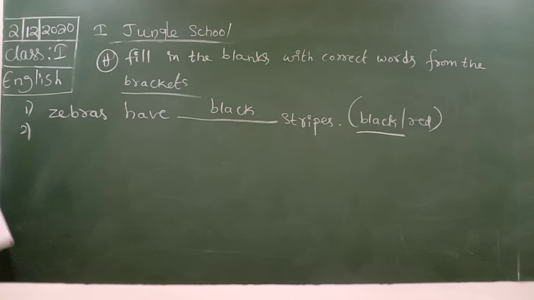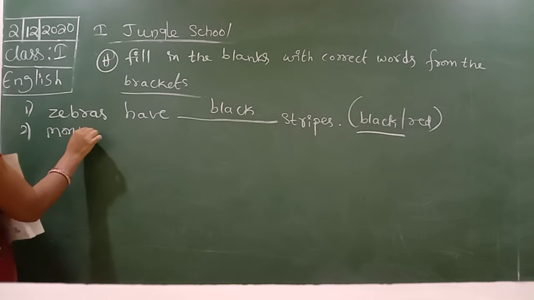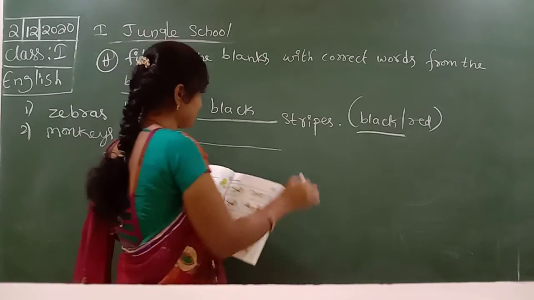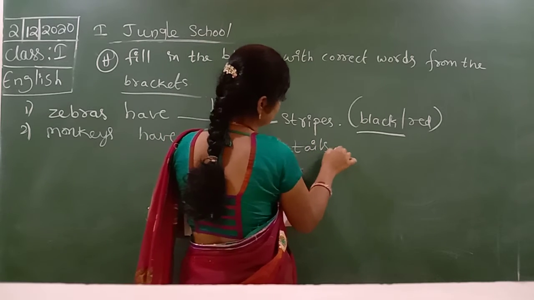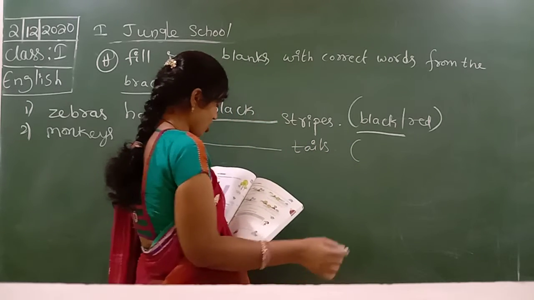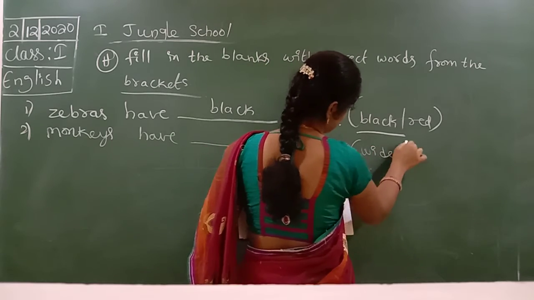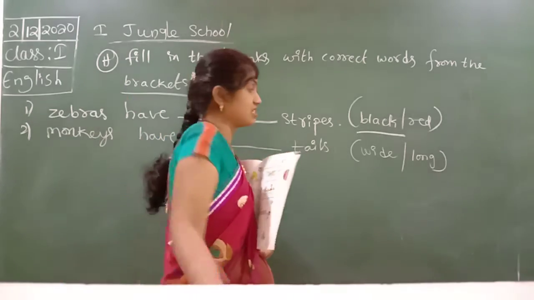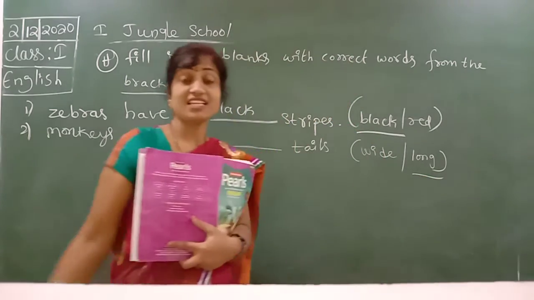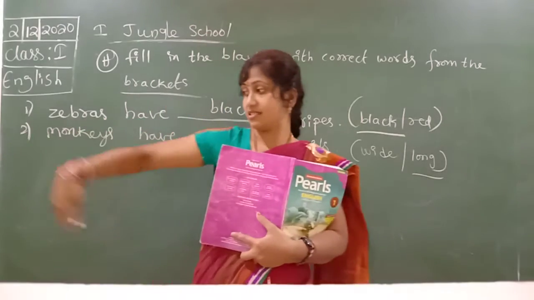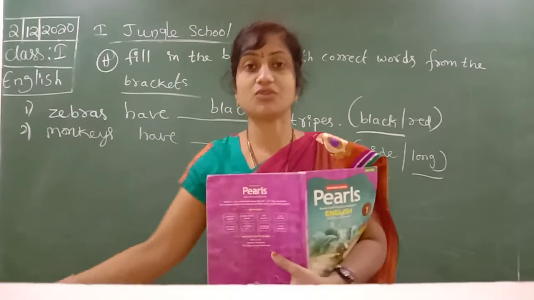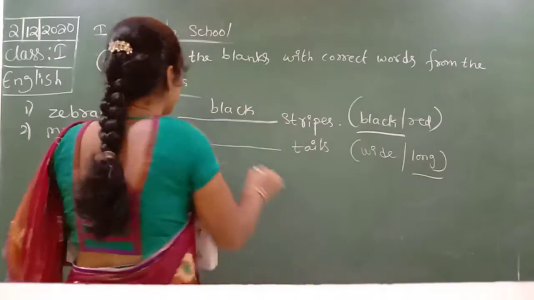Second one, monkeys have dash tails, wide, long. Tails, long tails, we know very well. That's why they can swim. The tail is attached to the branch of the tree, and they can swing like that only. Okay, long.